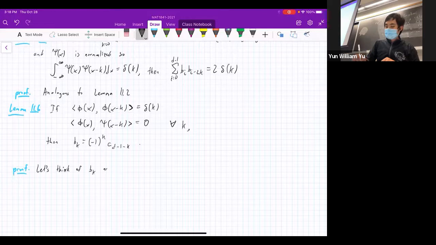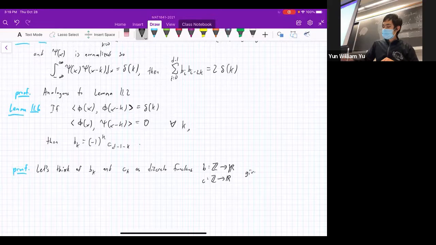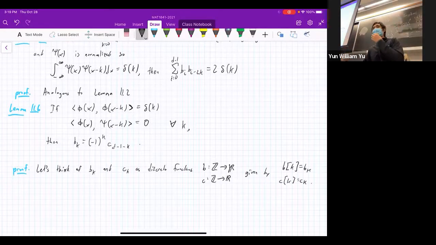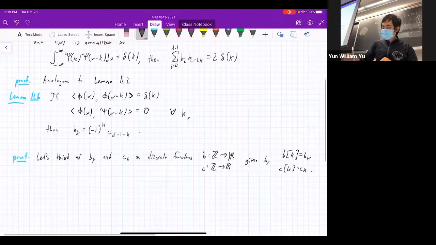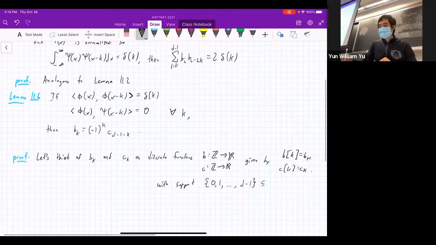of bk and ck as discrete functions. Functions b from Z to R and c from Z to R, given by b(k) is equal to bk and c(k) is equal to ck. So a pretty standard setup. You're just thinking about these vectors as finite support discrete functions on the set of integers. And of course, these have support just 0, 1, 2, 3, 4 through d minus 1, which is a subset of the integers.